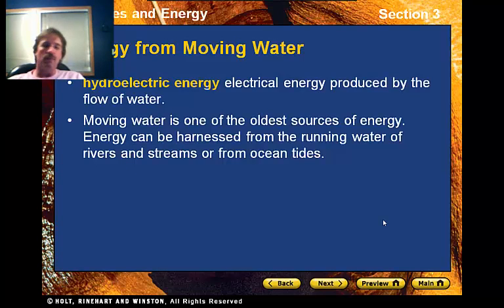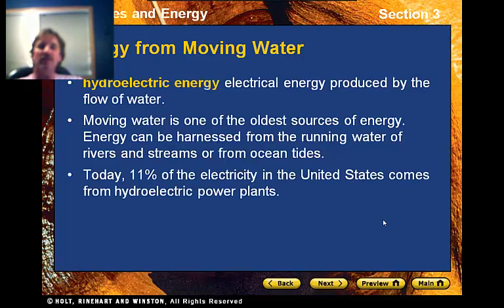With the tides, the waves wash in. They're collected behind a wall. The wall opens up, allows that water to come back out. As it does, it turns the turbine, just like a water wheel would, and we collect that energy. Then the next day, the tide comes in again, and we do it again. So, very easy system. 11% of all the electricity in the United States comes from some type of hydroelectric power plant, including the electricity to run this house here. It comes from a hydropower plant that's in Marshall here.